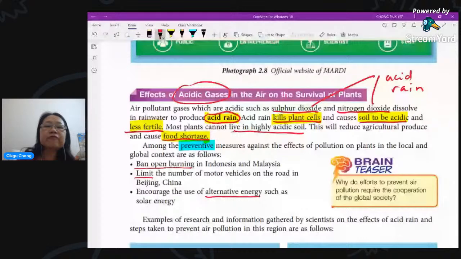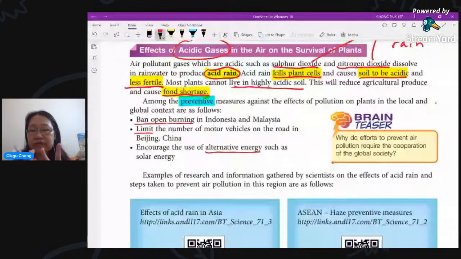So how to prevent? Preventive measures, for example, what you can do. Now there are two ways of answering the question. Sometimes you must read the question carefully. What can be done by the government? Another one is what you can do. So read the question carefully. If the question asks what you can do, you cannot say you fine the factories. You cannot say you ban open burning. You cannot ban because you're not the government. Only the government can ban, isn't it?